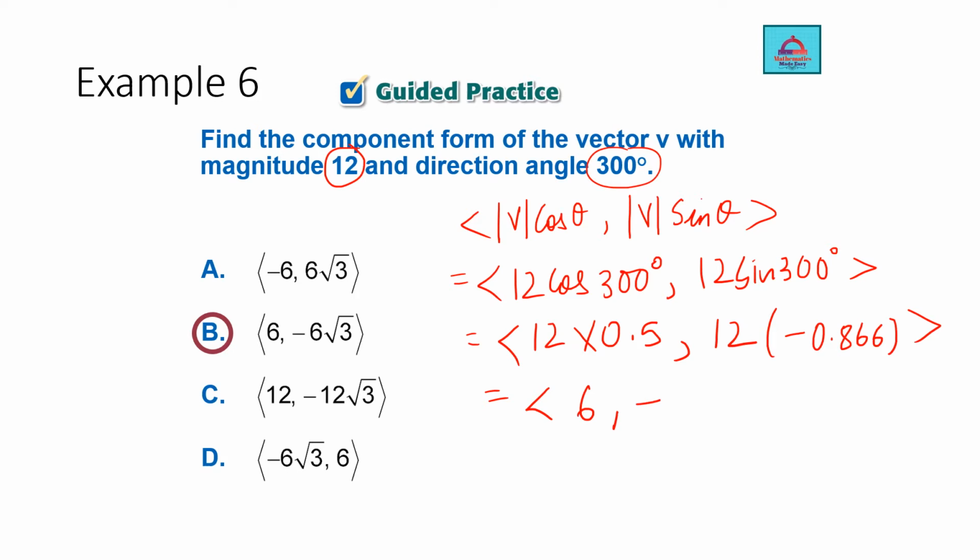Let's find this multiplied with 12. So in decimal form, it is negative 10 comma 10.392. If you want to convert it in radical form, it will be negative 6 square root of 3. So your answer is definitely B, and that's your correct answer for this question. Well done if you got the C.